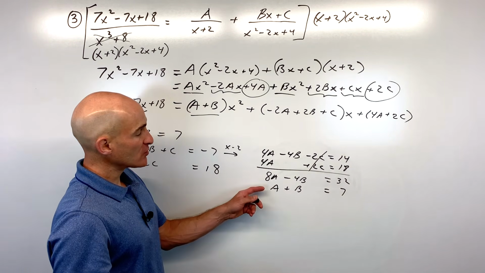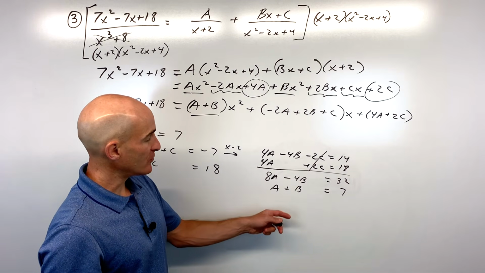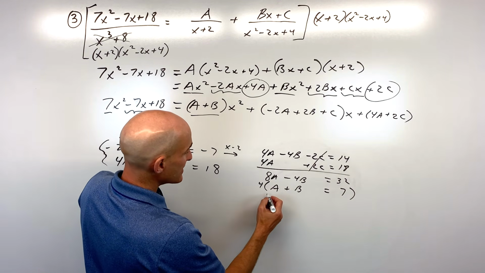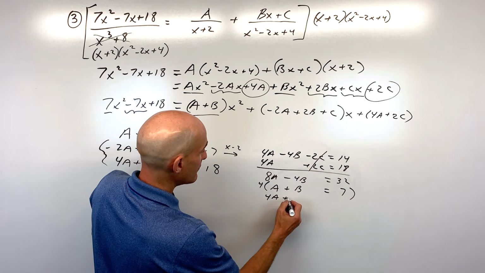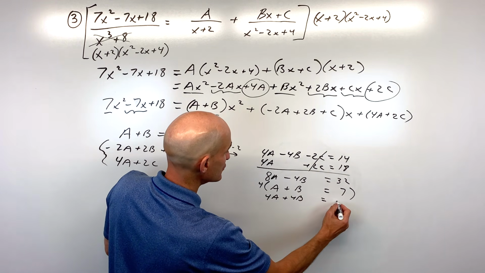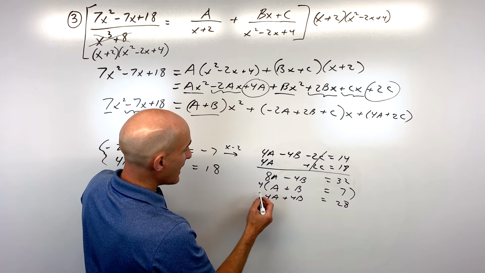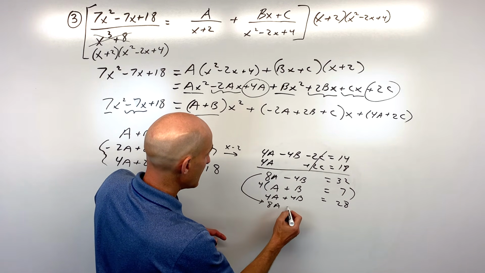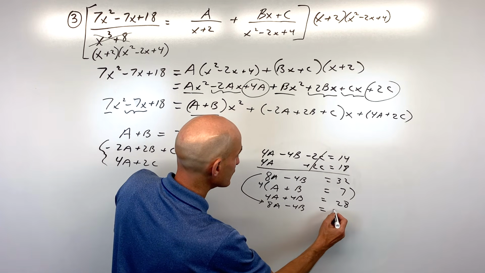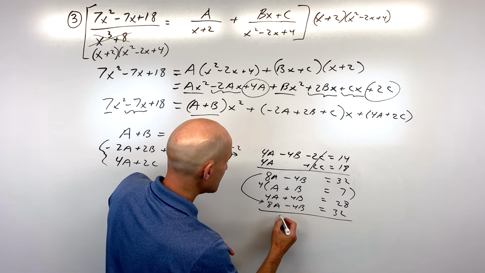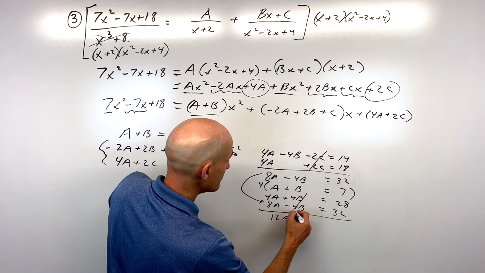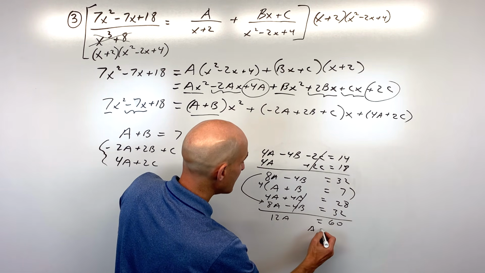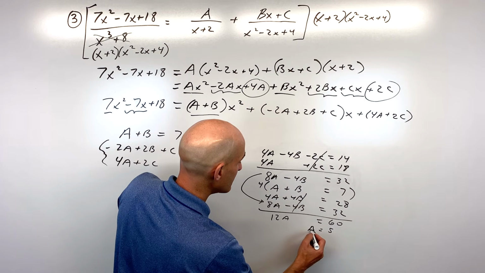And what we want to do now is combine these to eliminate the a's or the b's. So I'm going to multiply the bottom equation by 4. That's going to give us 4a plus 4b is equal to 28. Now let me bring this equation down here. We've got 8a minus 4b is equal to 32. If we combine these together, we get 12a. The b's cancel, and we get 60. Divide by 12, and you can see that a is equal to 5.